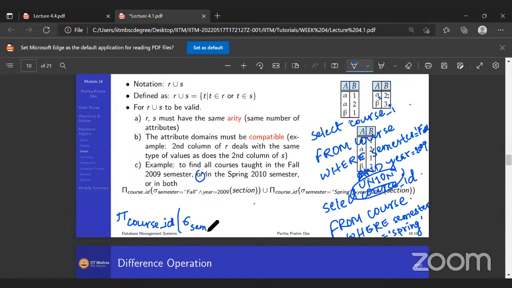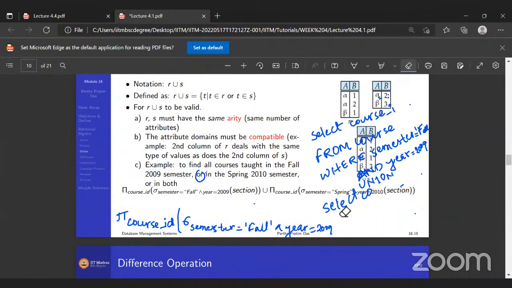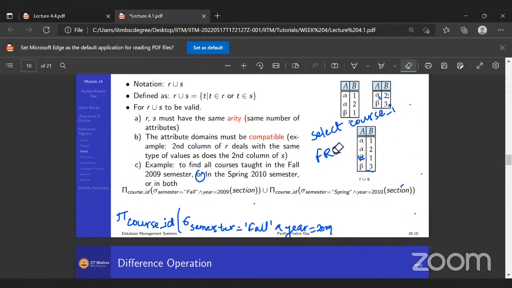So that is semester equal to fall, and instead of 'and' we connect with the conjunction, then year equal to 2009.